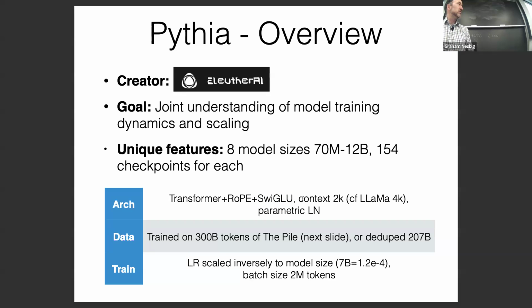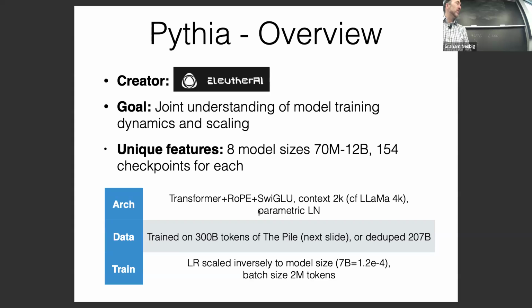Where things start to change a little bit between the architectures, which arguably might not be very important, is how long the context length is. So Pythia is 2K context compared to LLaMa 2's 4K context. Actually, LLaMa 1 is 2K context and LLaMa 2 is 4K context.